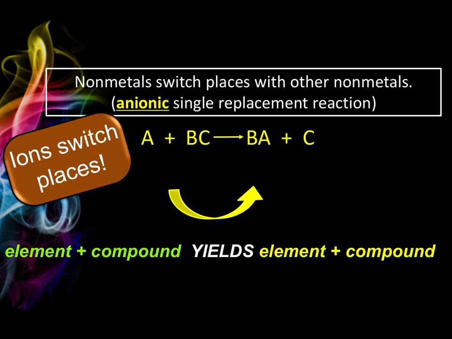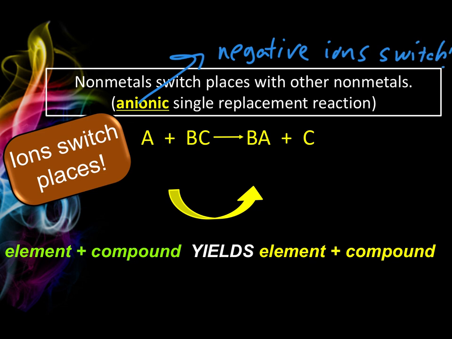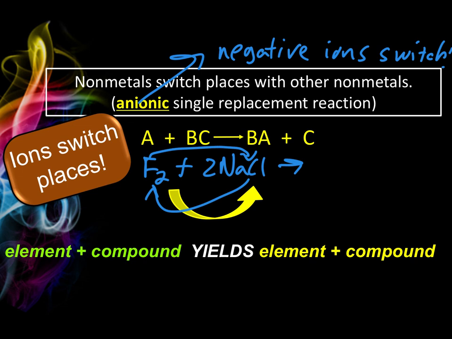All right, let's take a look at this one here. So we're talking about anionic. What does that mean? Anionic means the negative ions switch. The negative. So in this case, let's say I had F2 plus 2NaCl. I'm going to switch the F and the Cl to get NaF plus Cl. Oh, diatomic. Let me put this 2 in here. All right, that's diatomic.